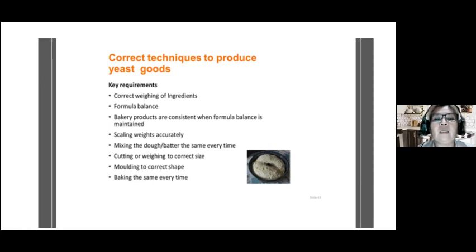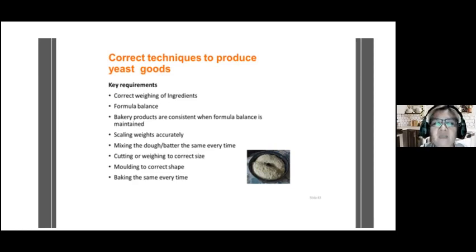So that you will be able to do the panning well, you have to mold it to the correct shape. That's the so-called rounding, and baking the same every time. We will wait until the dough has doubled in size before you put it in the oven. And take note, you have to keep your oven set.